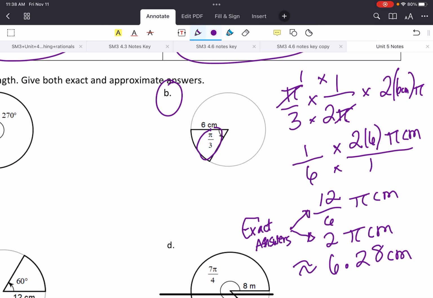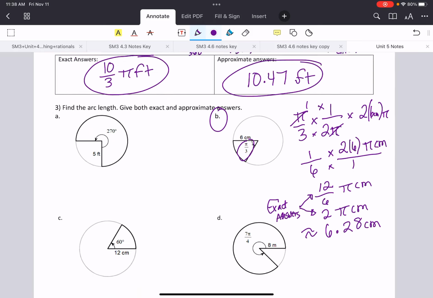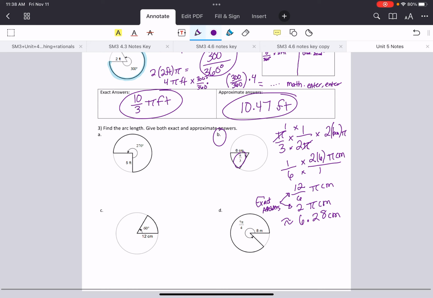When we have our exact answer, we need it in a fraction, okay? 2 is technically a fraction. We need rational numbers. So go ahead and try A, C, and D, and I will come around and answer any questions.